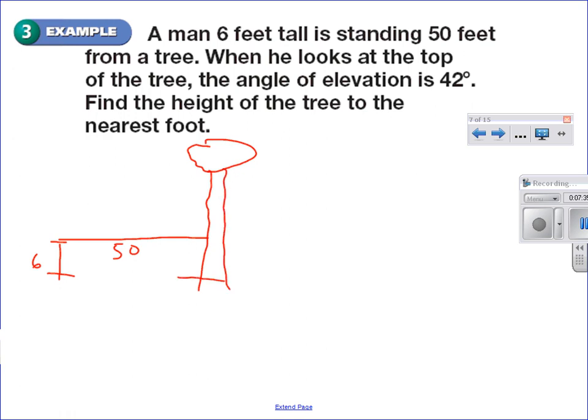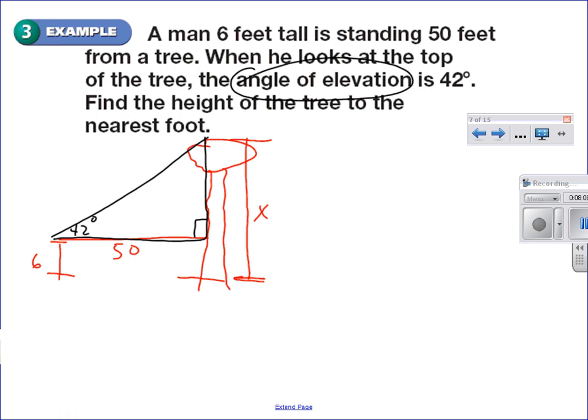Okay, and we want to find the height of the tree from all the way up here to all the way down there. So I've got a right triangle right in here, in black. There's my right triangle. I've got 50 here, a right angle here, and I need to know the angle of elevation, which means from the man's eyes up is 42 degrees. So the horizontal line from the guy's eyes up is the angle of elevation. Vocabulary: angle of elevation. Got to know that word.